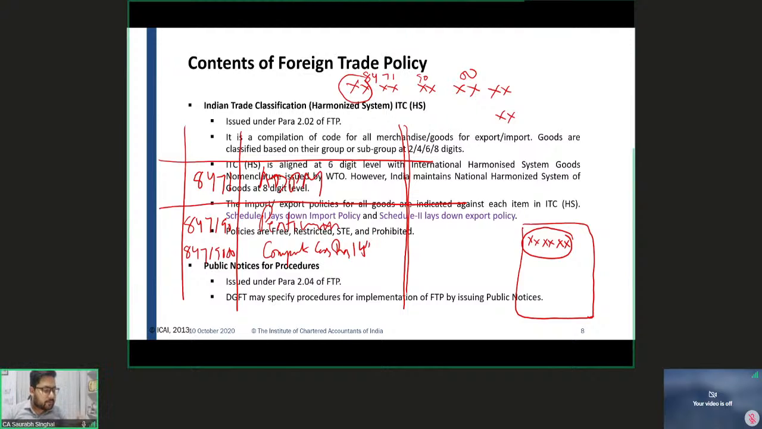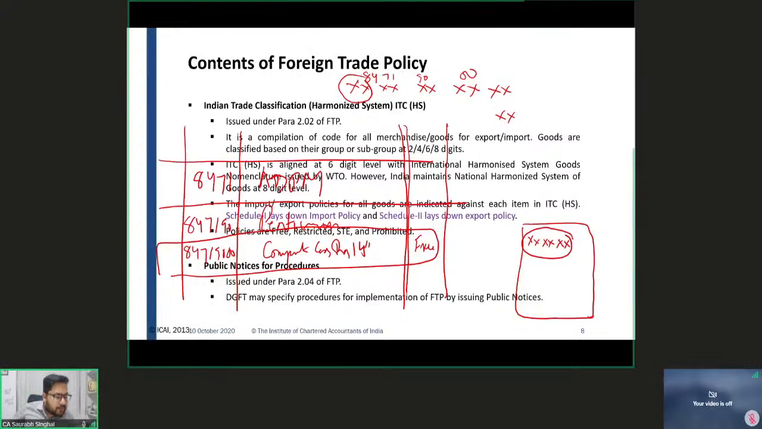ADPM is automatic data processing machine. 84, 71, 90 is where a Pentium 4 processor should be there. And at the tariff entry, a computer less than 14 inches with Pentium 4 is a classification for 8471900. Now for the customs tariff, first schedule, you will have a BCD rate, suppose 10%. But under ITCHS, you will have written corresponding to this entry, either free. And you will have two schedules.